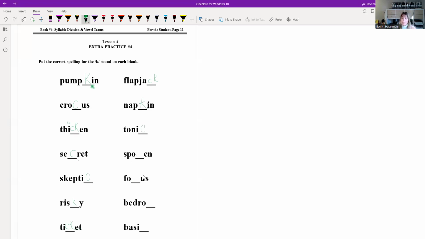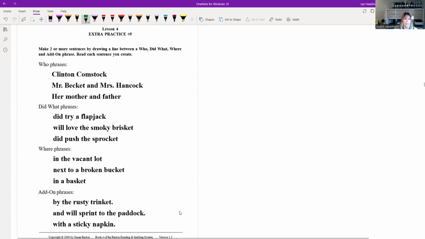Spoken, now here's another one like broken. I think these are a little bit more challenging for students. We start with the C. We can't use the C because there is a watch-out vowel. So then we try a CK, but this O right here does not say A as in olive. It says O as in open. So we can't use a CK here. So in this case, K saves the day. Spoken. Focus. Bedrock. Basic. It's so basic.